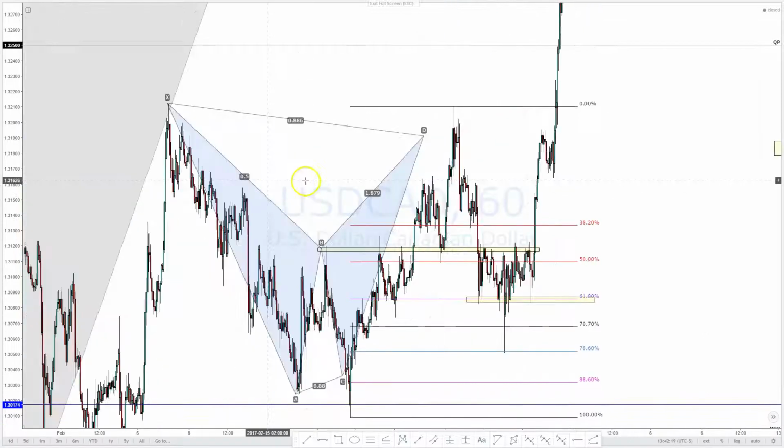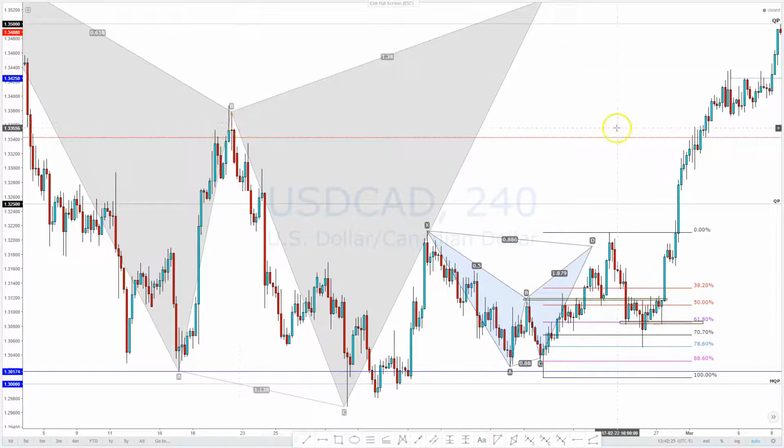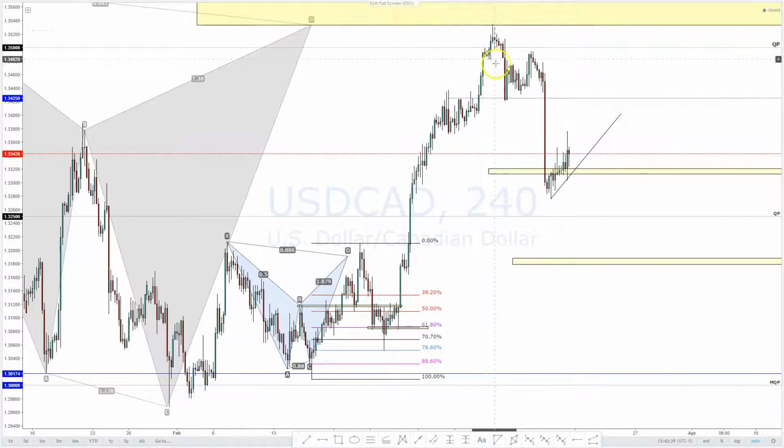But look, price took off, and look what happened. We got a completion of our big bearish shark, okay? And then check it out. Price just tapped it and then just collapsed. I wish I would have gotten an entry on that. That would have been beautiful.